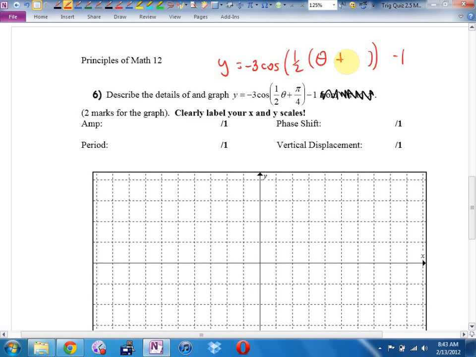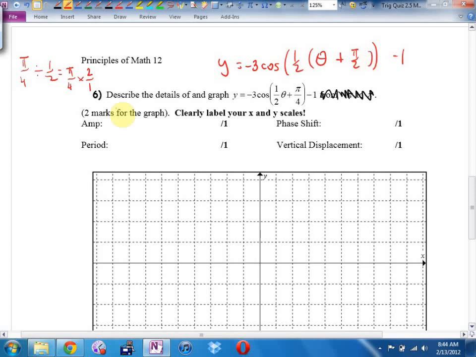What's going to be left in the brackets when I factor out a 1 half? Well, Mr. Dueck said that factoring is equivalent to dividing. Really, what's going to be there is pi over 4 divided by 1 half. How do I divide by a fraction, Dominique? So you're telling me it's really going to be pi over 4 times 2 over 1, which would give you 2 pi over 4, or lo and behold, just pi over 2? Yes, it is.